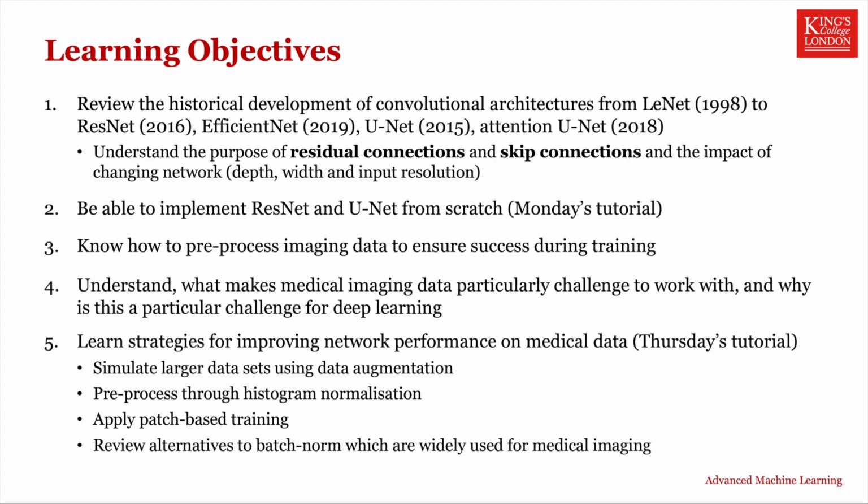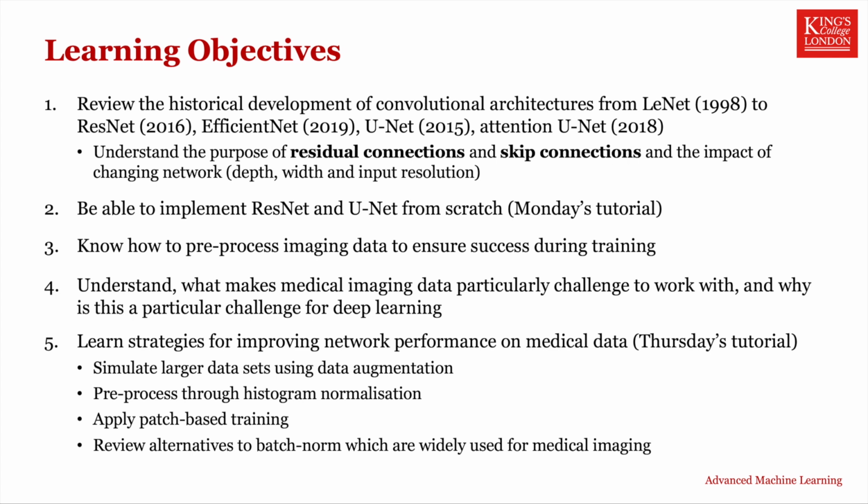Here, ResNet was the first to propose use of residual connections to improve generalization of very deep networks, and UNet was the first segmentation network to propose a symmetric encoder-decoder architecture with skip connections. We will look at the impact of changing network depth or width, or the input resolution, and the interactions between each. In Monday's tutorial, we will then explore implementing ResNet and UNet from scratch, and we'll look at saving networks at regular intervals. This will probably prove very useful for your project.